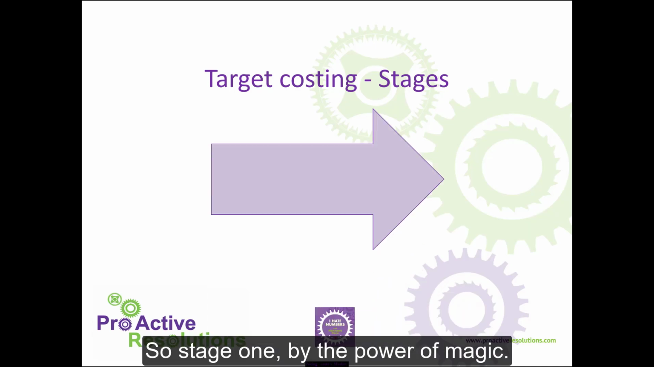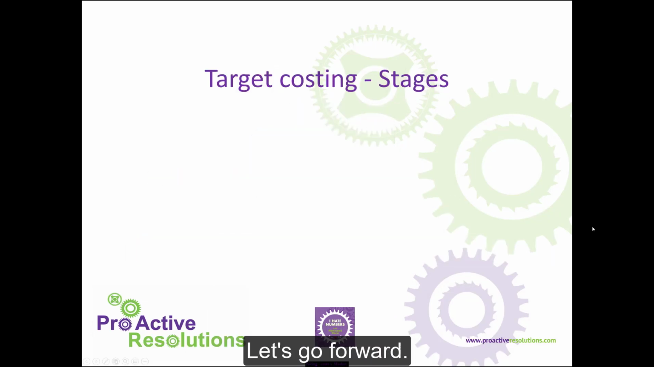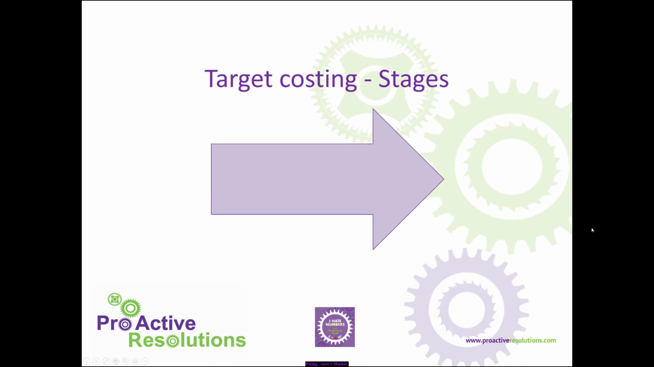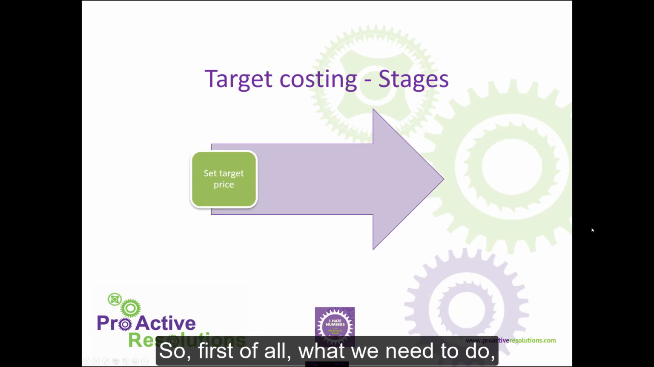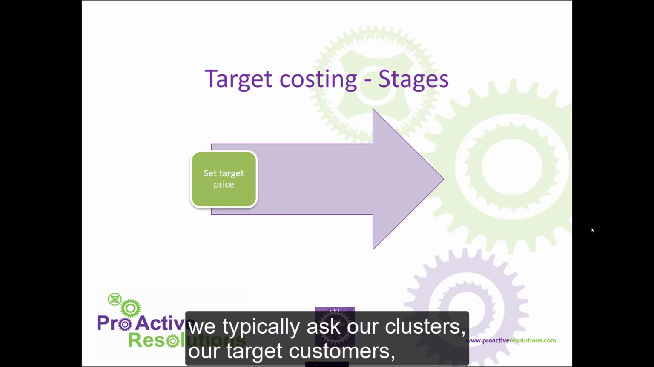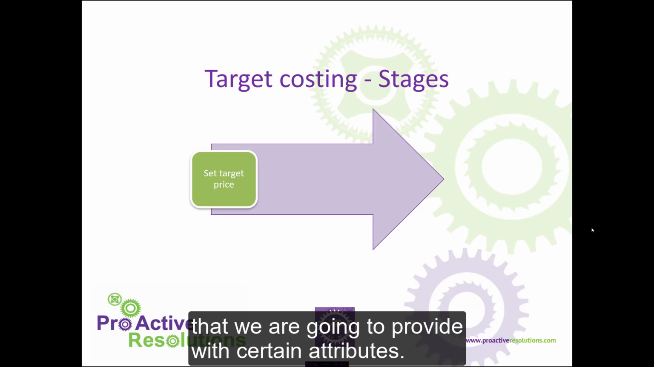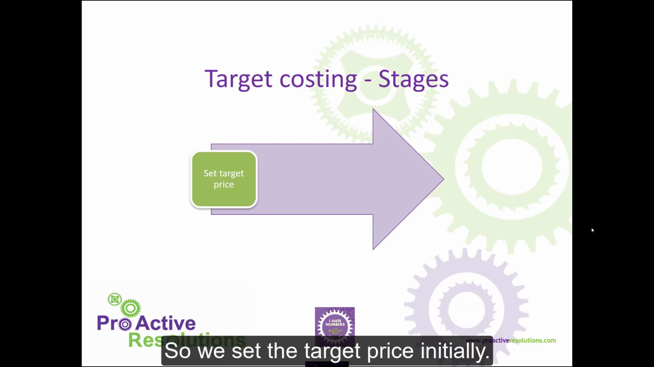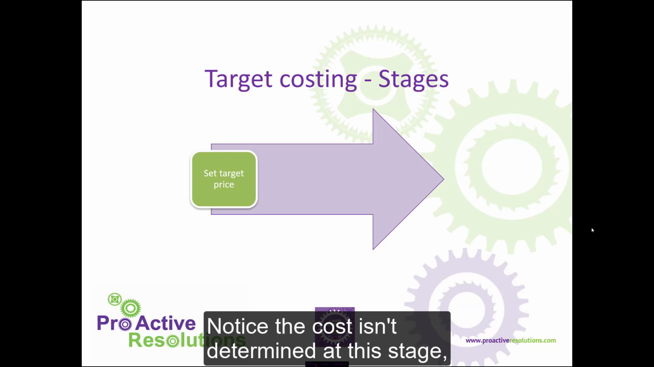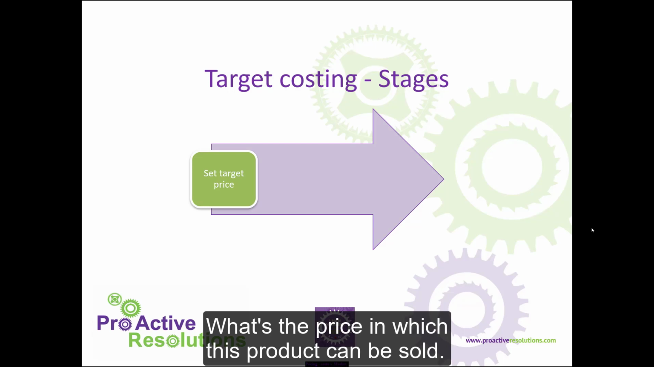So stage one, here we go. First of all, what we need to do, based on the product we're providing, whether it's an MVP, minimum viable proposition, the product we have, we typically ask our clusters, our target customers, what price they're prepared to pay for a product that we're going to provide with certain attributes. So we set the target price initially. Notice the cost isn't determined at this stage, merely the target price. What's the price at which this product can be sold?